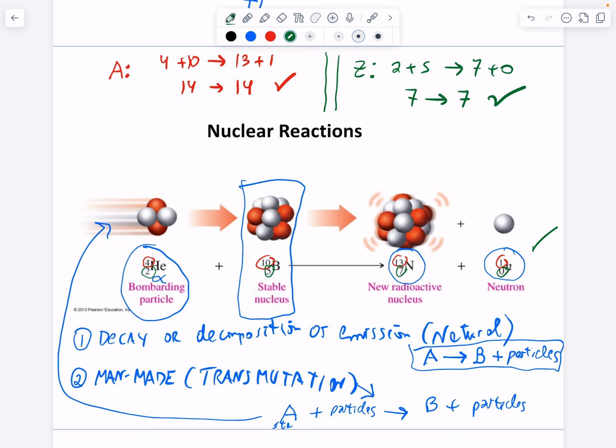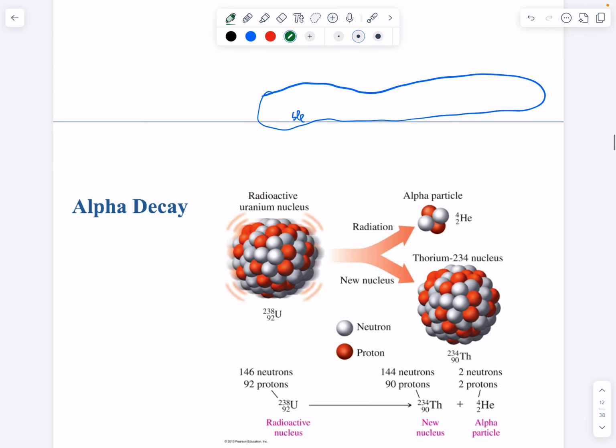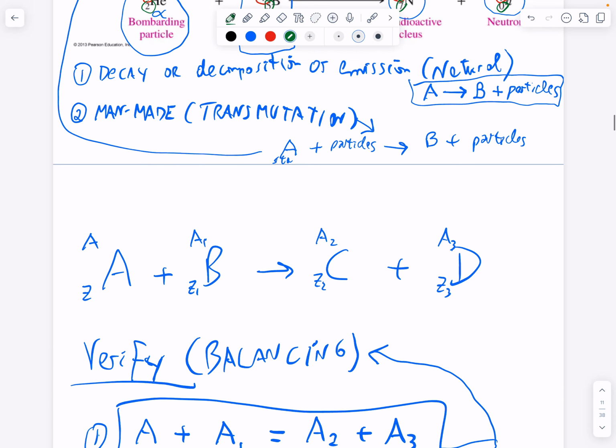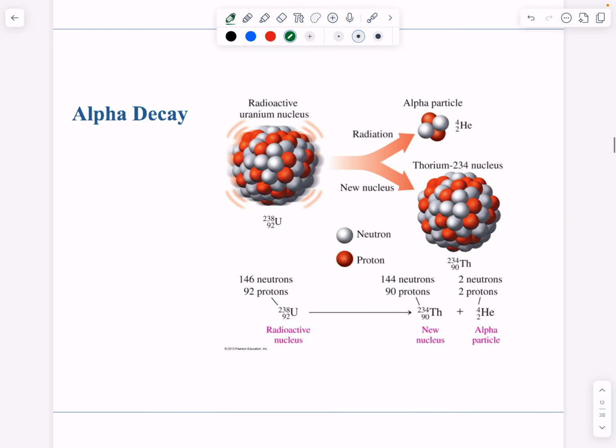Let's continue. Okay, now let's start talking about the decays. The decays, there are some decays that are more important. Alpha decay. As the name says, alpha decay. I told you decay means emission, means decomposition. So that means you are going to take element A, and element A is going to become something else, and alpha will be released. Okay?